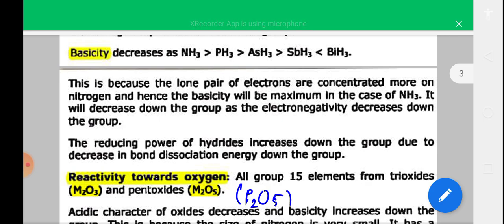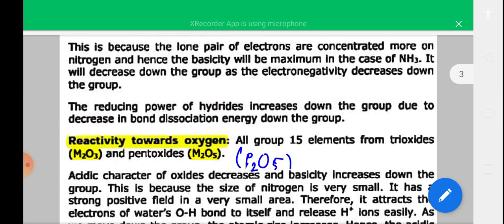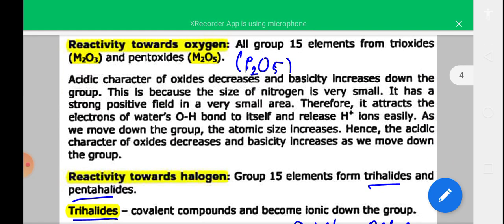And the reducing power of hydrides of group 15 elements, that is NH3, PH3, and so on, increases down the group due to decrease in bond dissociation energy down the group.